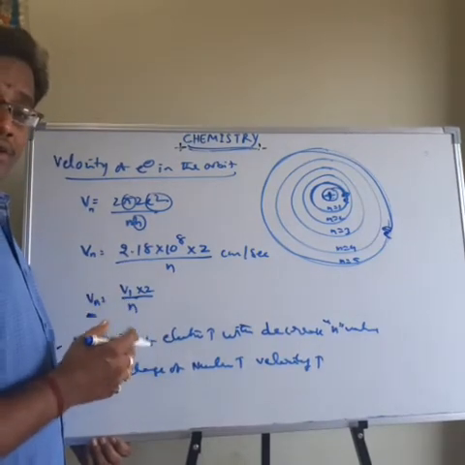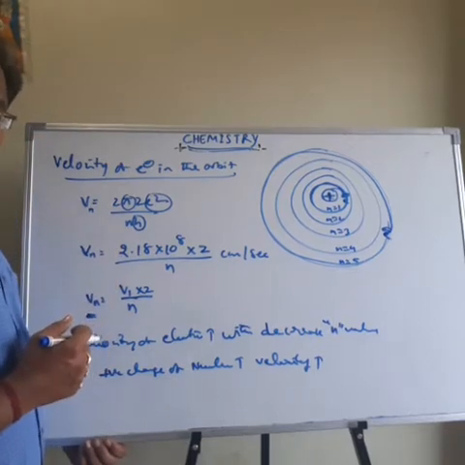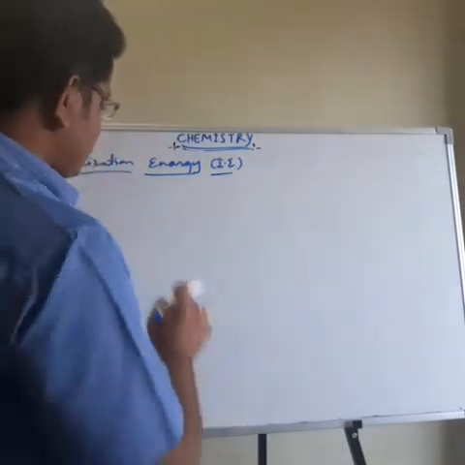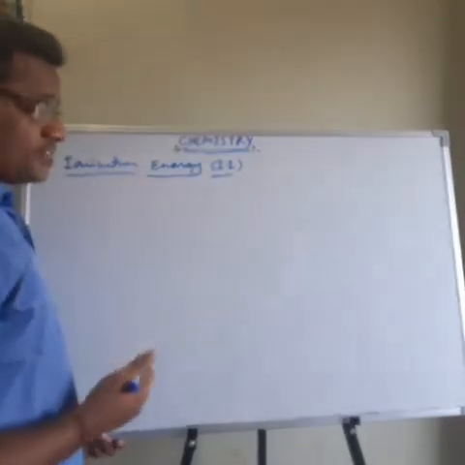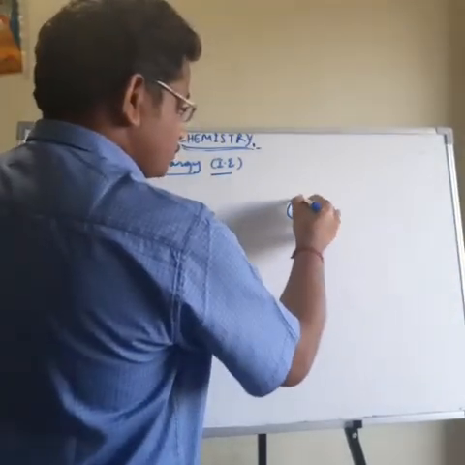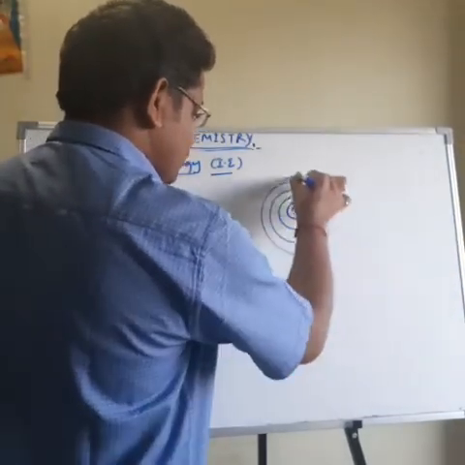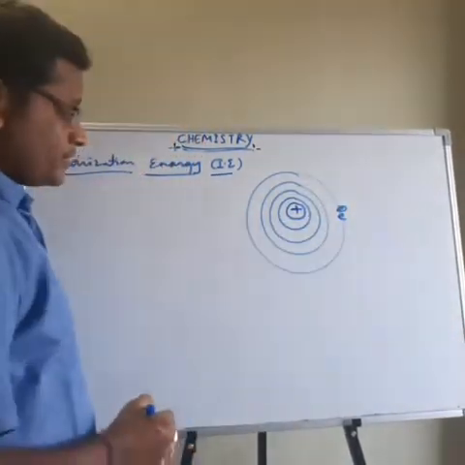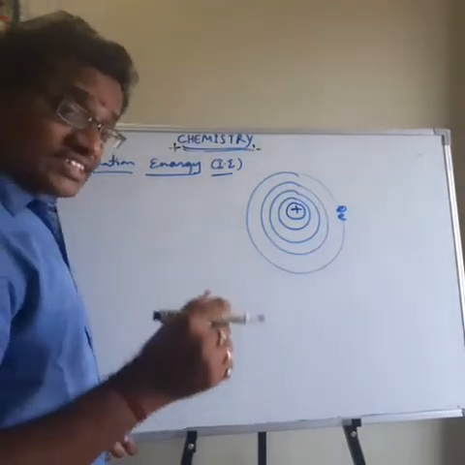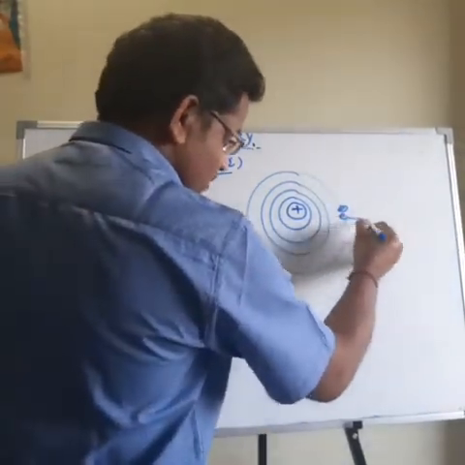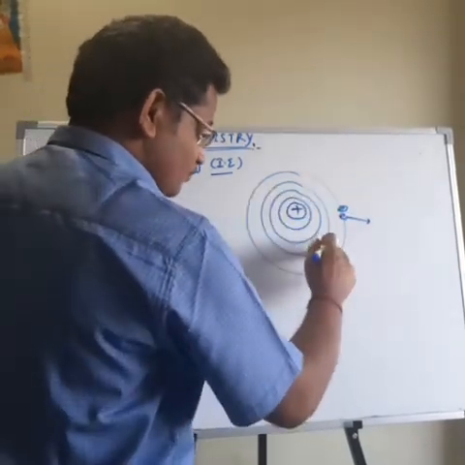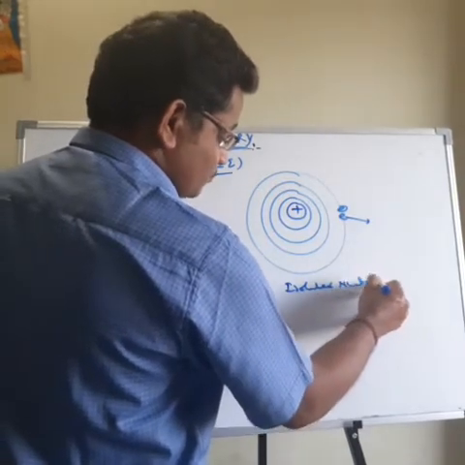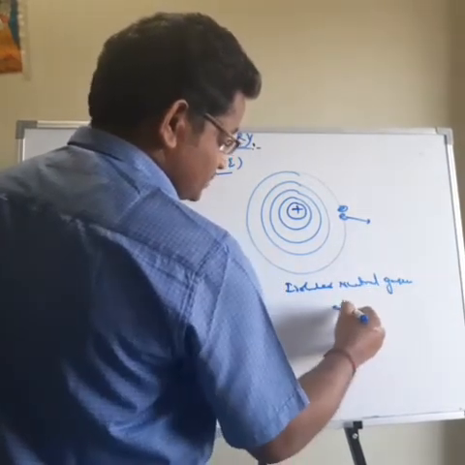Then the next one is ionization energy of electron in the orbit. Before going to the ionization energy, first, what is ionization energy? Here this is the nucleus, first orbit, second orbit, third orbit and fourth orbit, like this different orbits are there. For example, an electron is present in this orbit. Ionization energy means the amount of energy required to remove this electron from the valence shell of an isolated neutral gaseous atom.